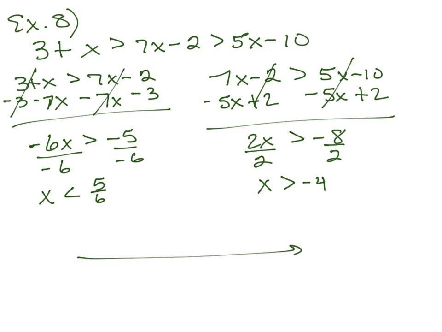So on my number line, I'm going to graph that. Remember, I put least to greatest on my number line. Greater than negative 4. So what kind of circle? Open circle, shaded to the right, until I get to 5/6. And what kind of circle there? Open, because it's not or equal to. Those are both our answers.